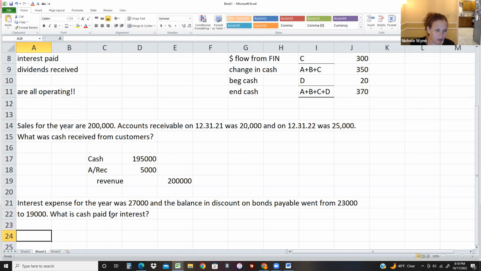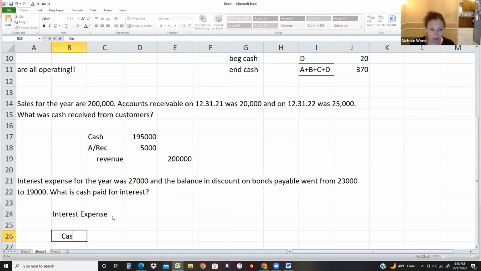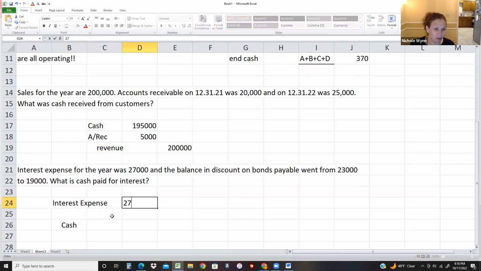So in that situation, then we would know interest expense is a debit. If I want cash paid, that will be a credit. Interest expense is 27,000. The discount account has a debit balance because it begins with a D and because it's a contra liability. So if it went from 23 to 19, it decreased by 4. If discount has a debit balance, we need to decrease it, so we credit discount for 4,000. So cash paid would be 23. We need to practice those to make sure that we understand them.